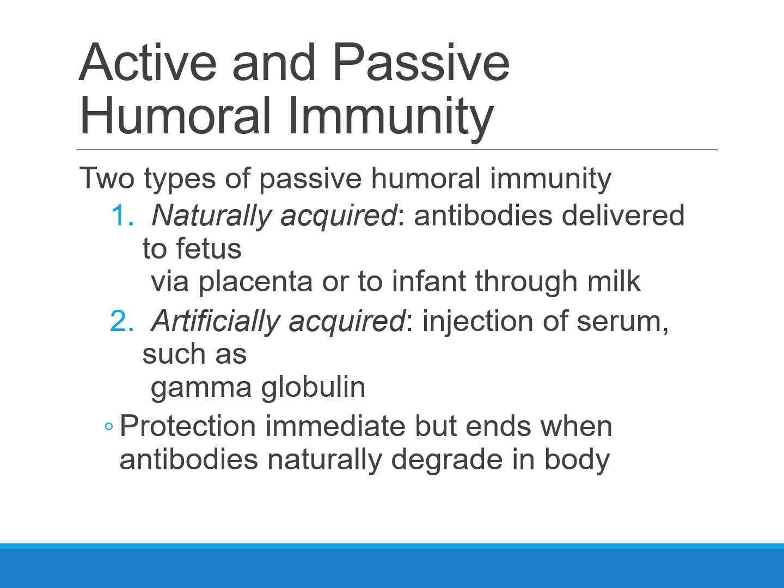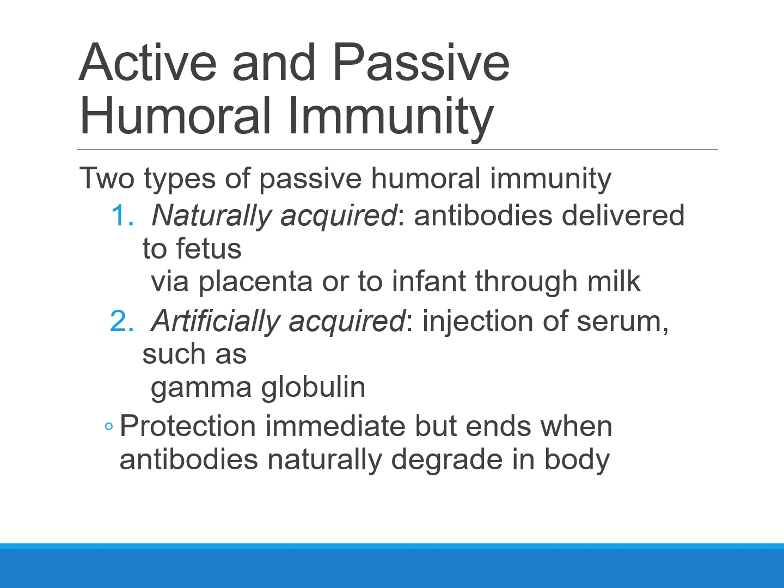So there are two types of passive humoral immunity. There's naturally acquired, and this is what you see happen when mom is passing her immune system over to the fetus during pregnancy through the placenta or because of breastfeeding. So when mom is breastfeeding, she is passing over her immune system to her baby. So that's why we want to encourage mom to breastfeed for as long as possible. And then we have artificially acquired.